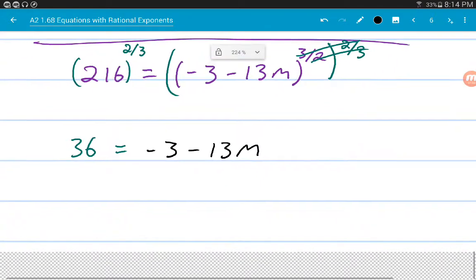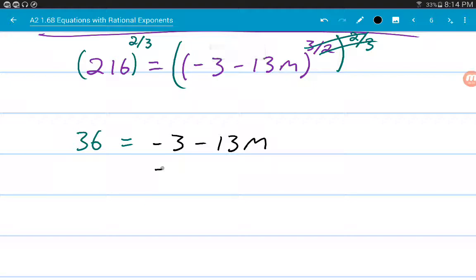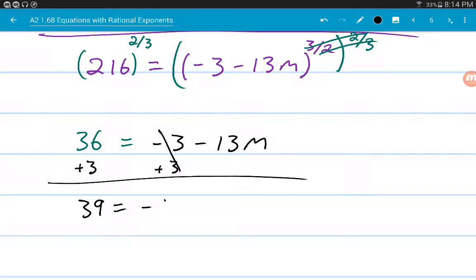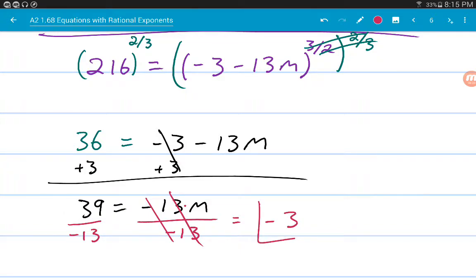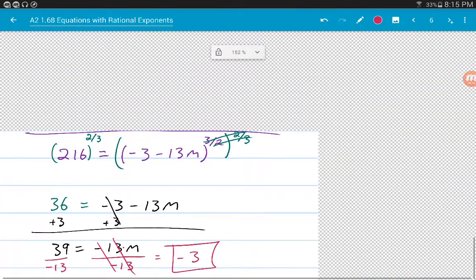Now this is just plain equation solving. This is real simple. So I'm going to add 3 and add 3. I get 39 is equal to negative 13m. And how do I get rid of that negative 13? The coefficient on the m is attached with multiplication. So I'm going to divide by negative 13 on both sides. 39 divided by negative 13 is going to be negative 3. And that's how you solve these.